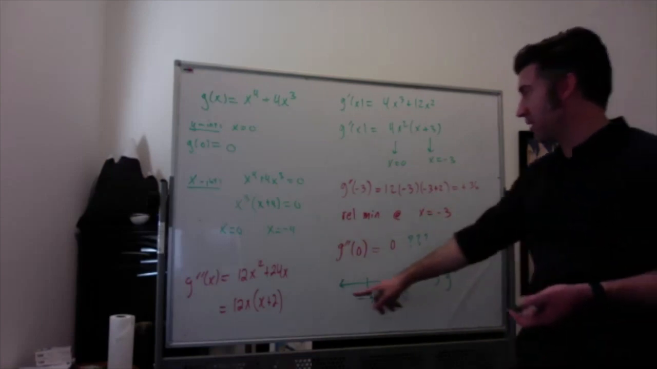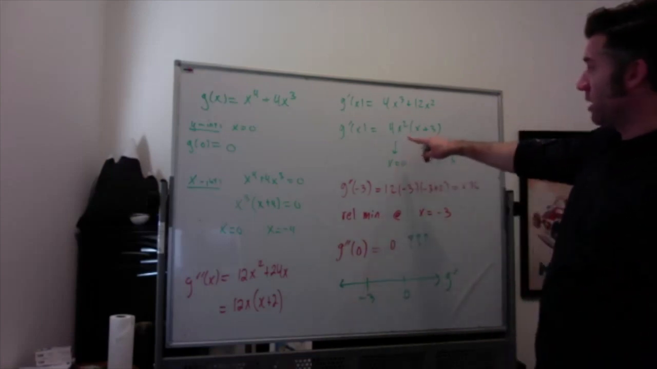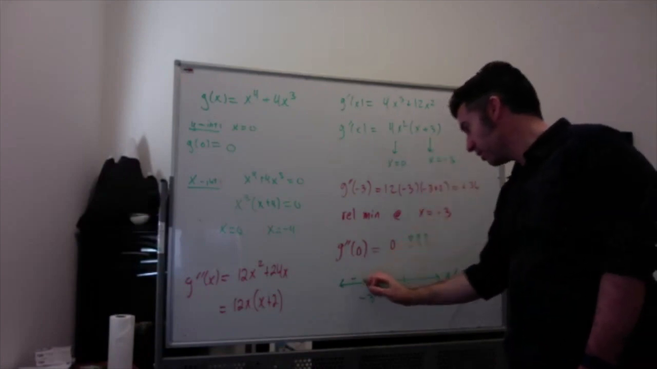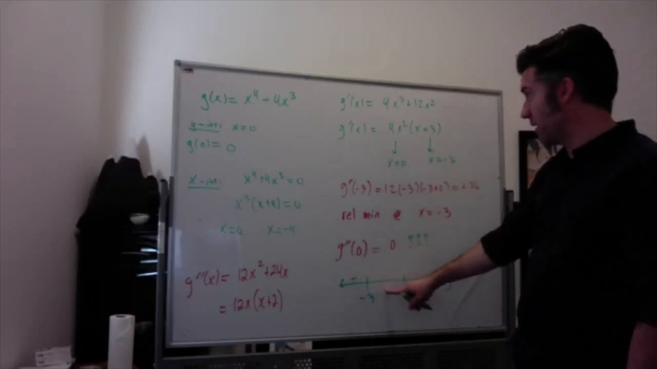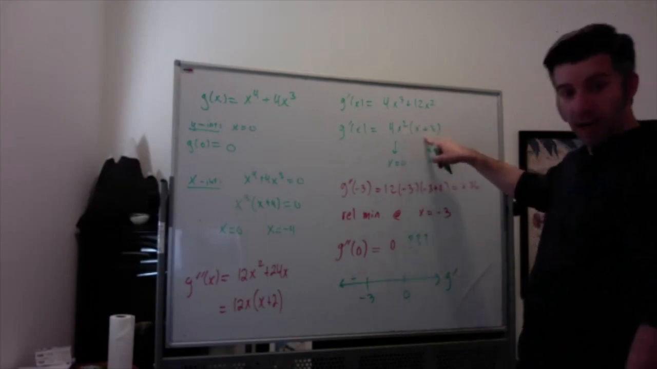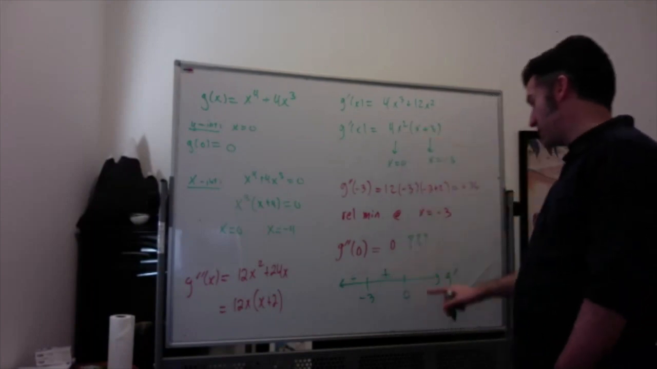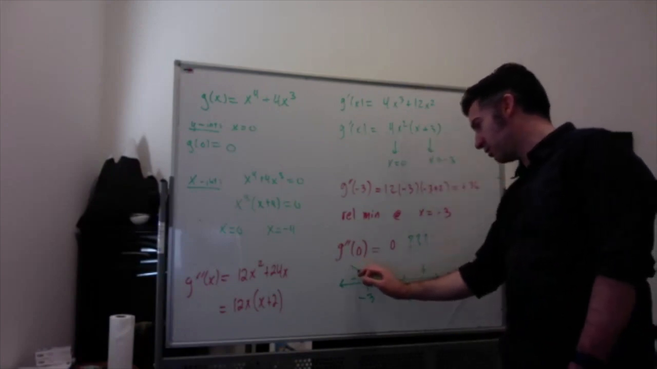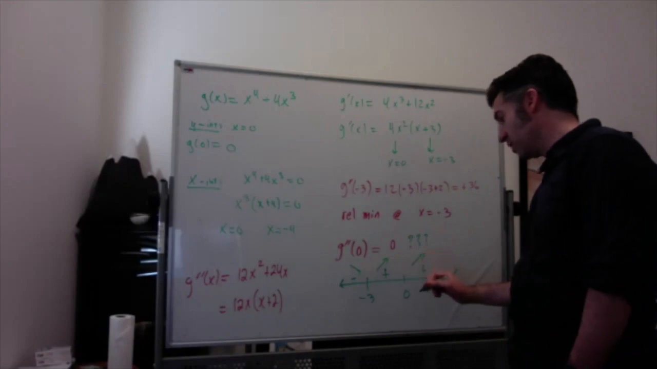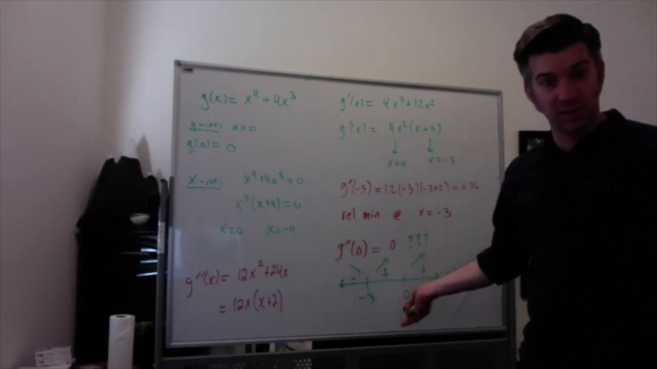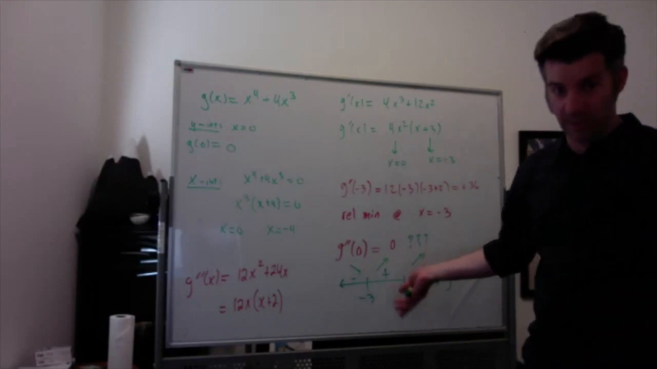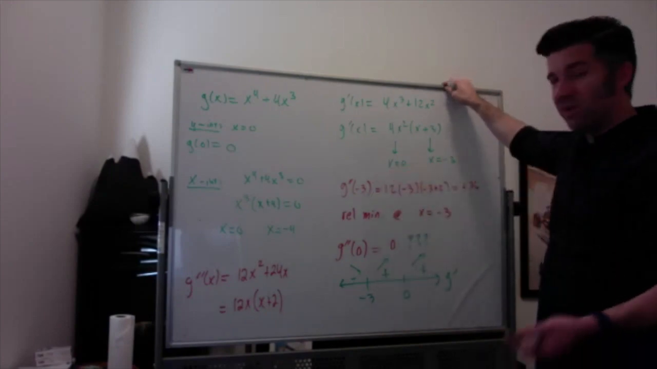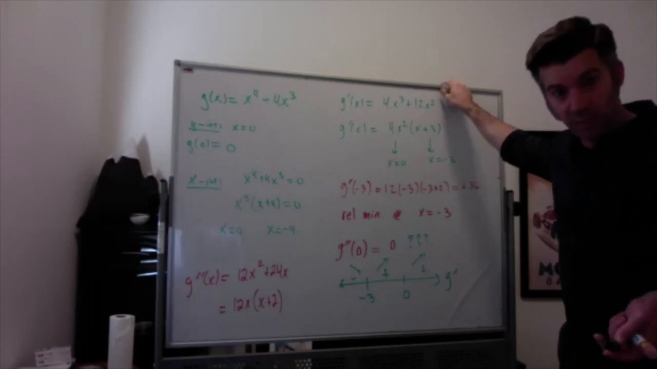I pick something less than -3, like -4, and plug it in here. That's a positive times a negative, so it's going to be negative. I pick something between -3 and 0, like -1, that's a positive times a positive. And if I pick something bigger than 0, it's a positive times a positive. So my function is decreasing, increasing, increasing. So we don't have a relative extrema at 0. It's not a relative maximum, it's not a relative minimum. The function is increasing, and then it's increasing after that, which means we probably do have an inflection point at 0.